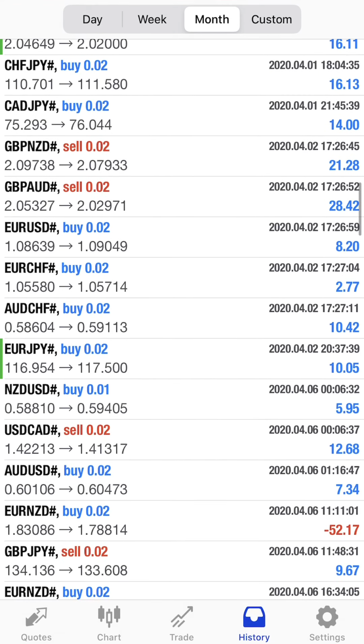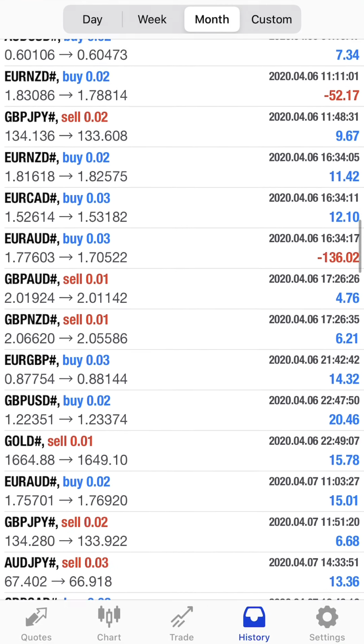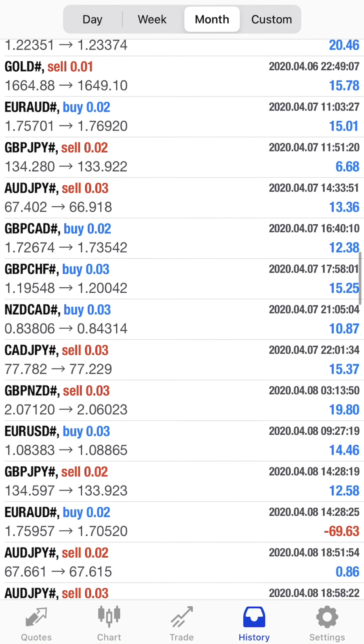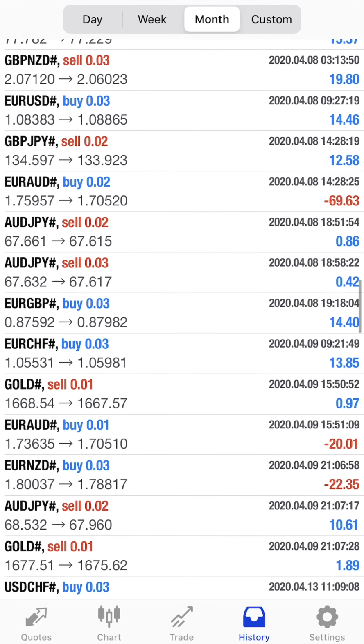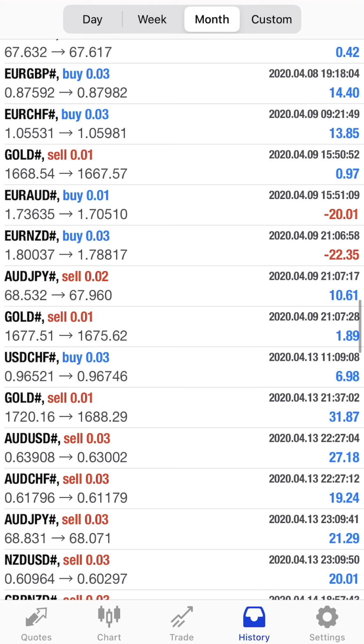So as you can see, the history of this account, 0.02. So far we have 0.02 and 0.01 lot size. Okay, so we are making profit on that. We have some losing trades as well on this account. Here we have this EUR/AUD $20 loss, 0.01 lot size. It's a bit high, but that loss we made because of that news. And here we have another loss of $22, but the lot size is 0.03.